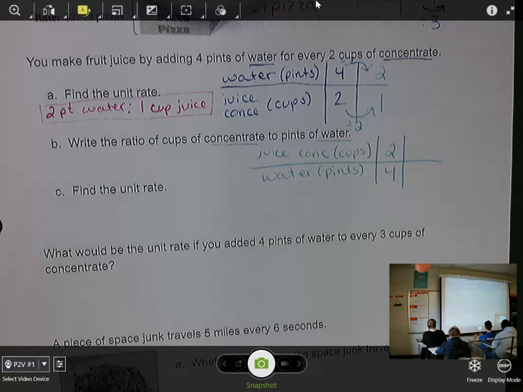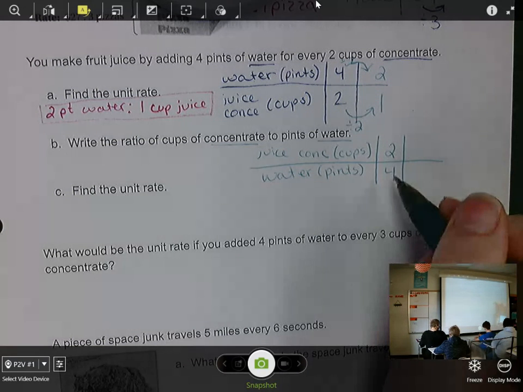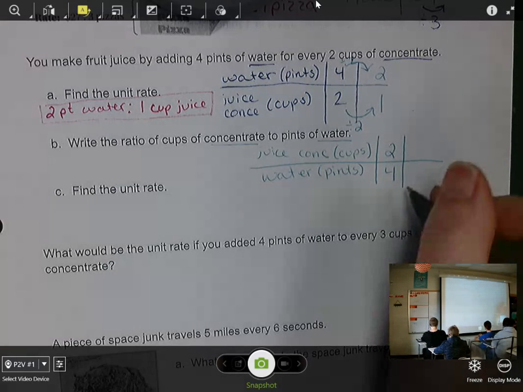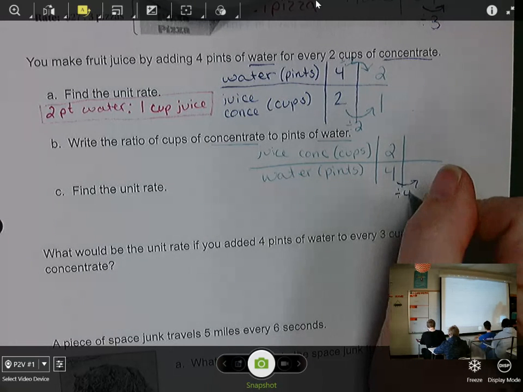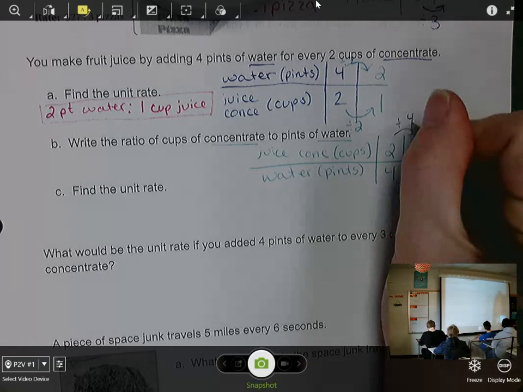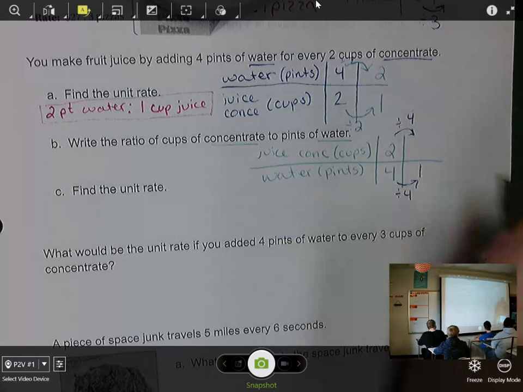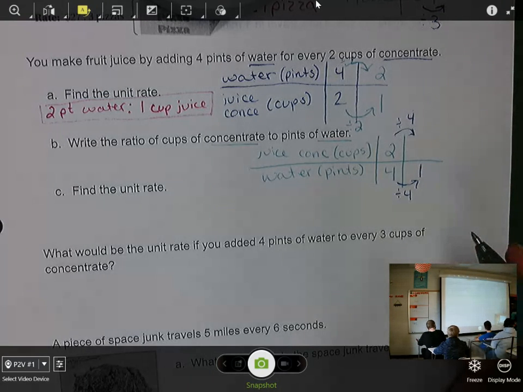All right, Alan, which number would you tell me to divide by? 4. Why? That's a good question. Okay. That's the denominator. It's on the denominator. You always divide by the denominator because you want your denominator to be 1. So you divide the bottom by 4 and you divide the top by 4. Okay, well 4 divided by 4 is 1. Now I got to do 2 divided by 4. Now don't call out the answer because I want to give everybody a chance to find it. Find what's 2 divided by 4.